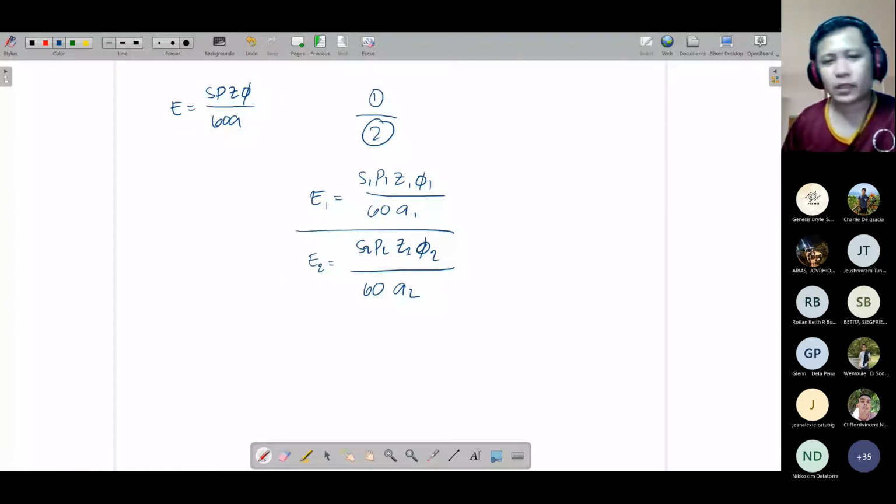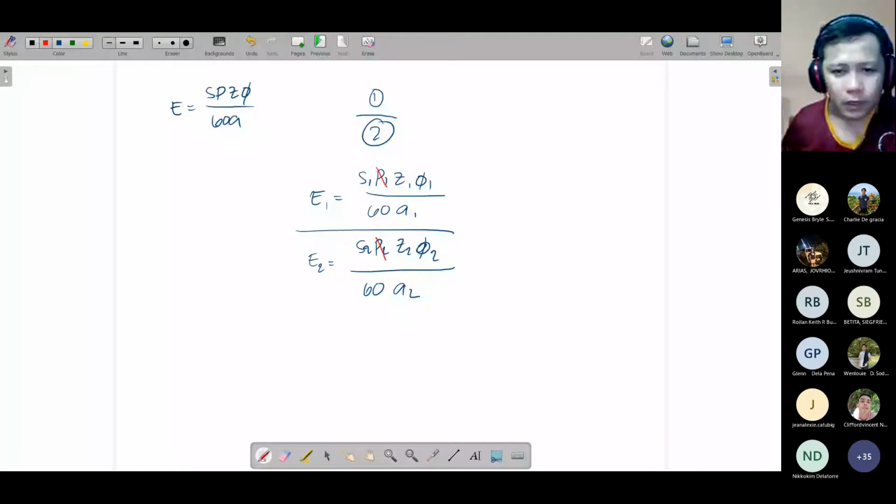Okay, let's analyze. First, the speed was changed, so we cannot cancel this one because it is variable. How about the number of magnetic poles? Once you have bought a generator, even though you have changed the speed, the number of magnetic poles will remain the same. If your generator has 4 magnetic poles, then even if you change the speed, it will still remain 4 magnetic poles. So P here can be cancelled out.